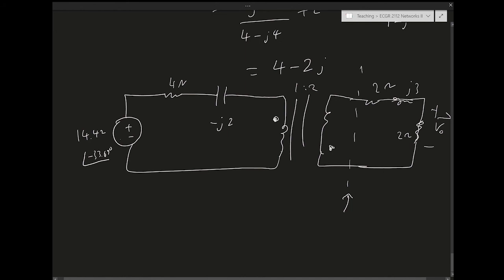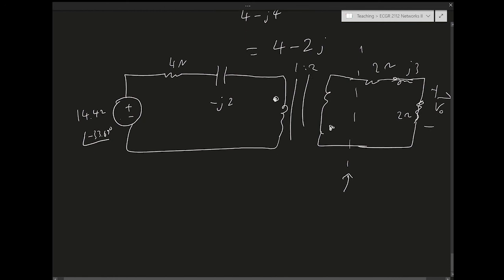Because the dots are inverted, this voltage is going to be inverted, and it's going to be scaled by 2. It's going to be stepped up by 2. So the turns ratio is 1 to 2. So the 14.42 is going to turn into 28.84, the same angle, but this is going to be flipped because of the flip in the dots.